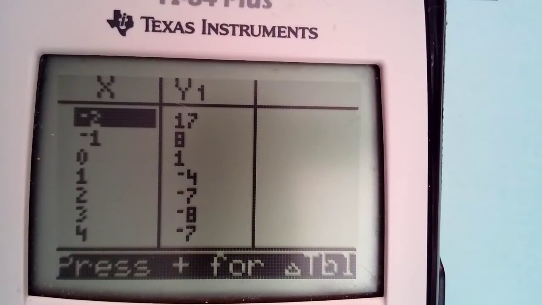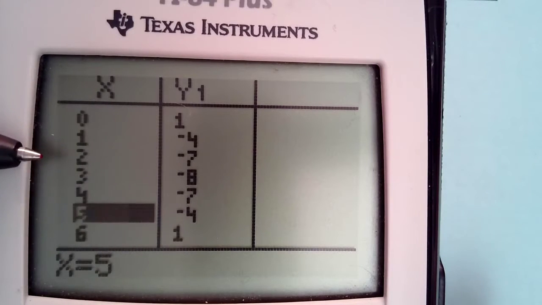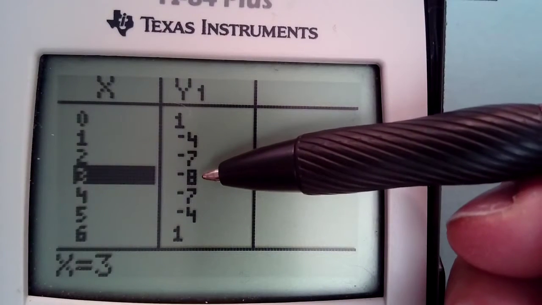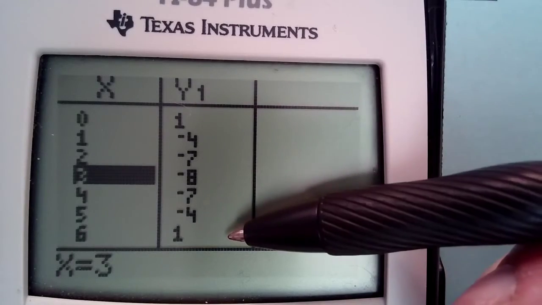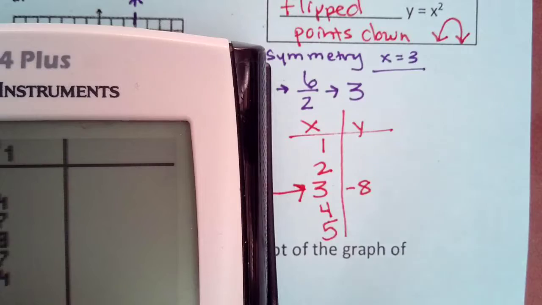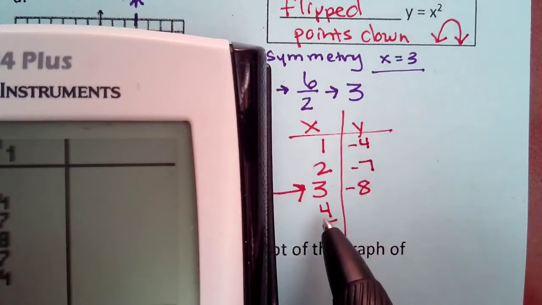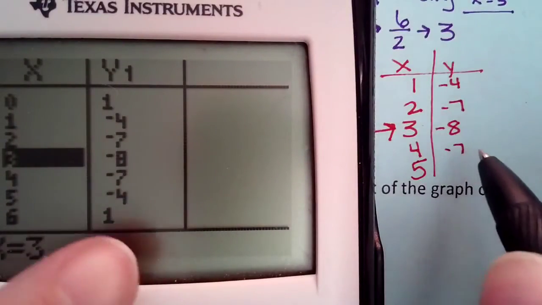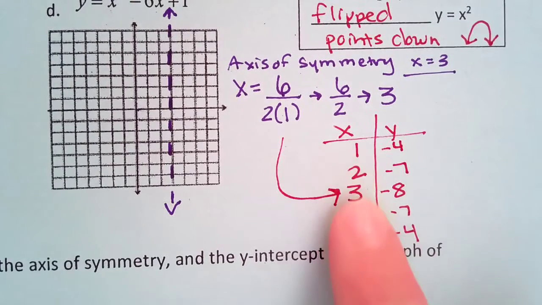Gives you your table. Now we're shifted up because we were looking up here. We want to look closer to where the 3 is in the middle. Notice on either side of 3 we have -8 here, and then we have mirroring on each side of it. So let's fill in our table. 1, -4, 2, -7, 3, -8, 4, -7, 5, -4. Any questions on why we chose these numbers for our x?